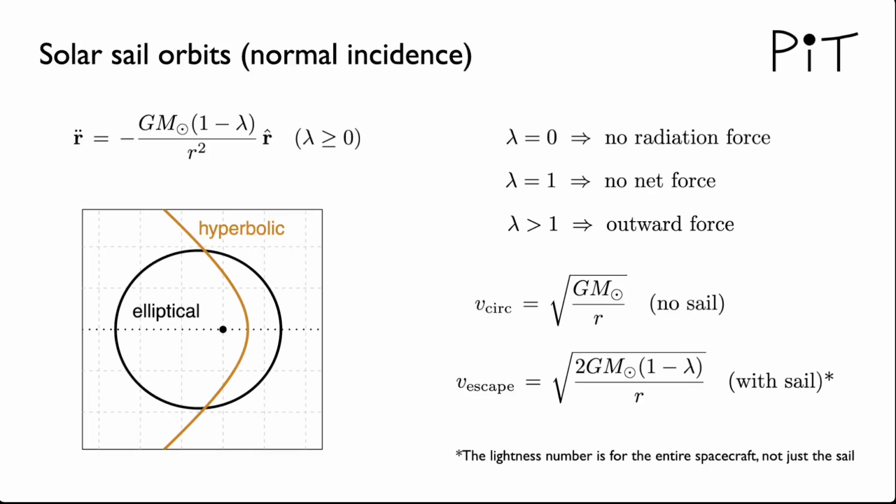Comparing these two numbers, we see that if lambda is greater than a half, the spacecraft's velocity will now be above the new escape velocity, and it will be on a hyperbolic orbit and so unbound. This is a way for a spacecraft to escape from the solar system and go on an interstellar journey.